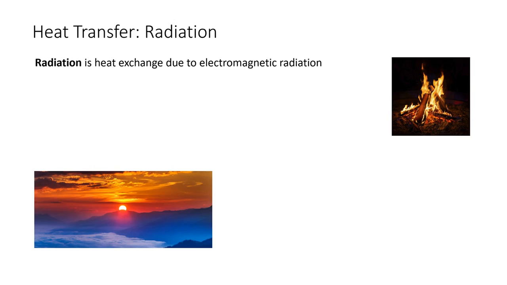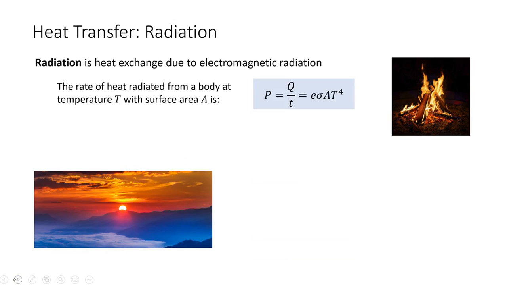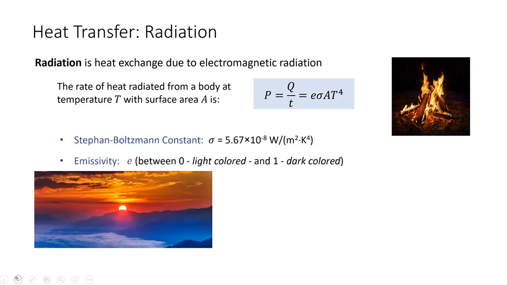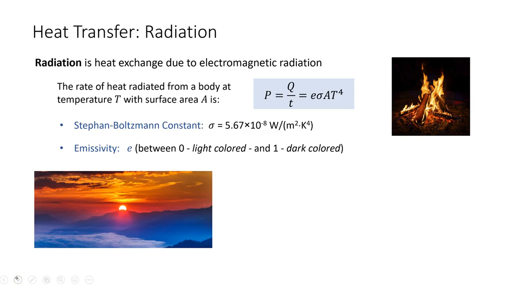Radiation, remember, is heat exchange due to electromagnetic radiation. All right, so it turns out that we know how quickly heat is radiated from a body at temperature T when that body has a surface area A. So the amount of heat that's radiated in an amount of time t, which we could call power, because remember, power is energy per time, and heat is a form of energy. So we refer to this as the power, or in other words, the rate at which the heat is radiated. It turns out it's equal to e, the emissivity of the object, multiplied by sigma, the Stefan-Boltzmann constant, multiplied by A, the surface area of the object, times T to the fourth, where T is temperature measured in Kelvin.